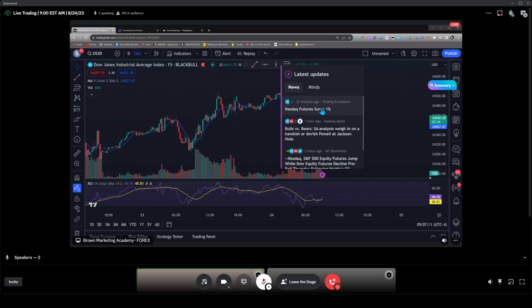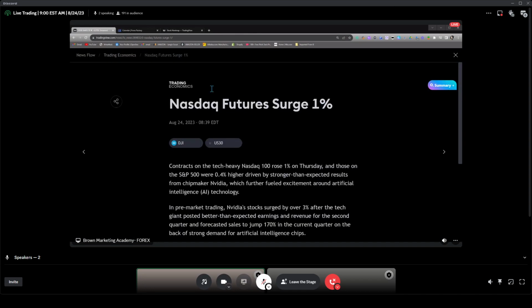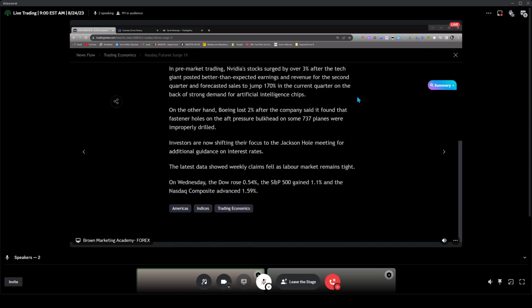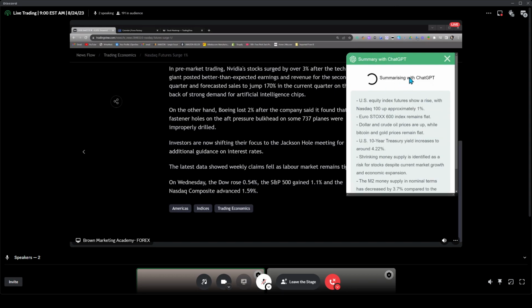Sorry. All right, so now we're going on to bullet point number 3. We're going to check the news and establish a bias based on TradingView. So we have these articles here. This one came out at 8:39 a.m., about 40 minutes ago: NASDAQ futures surge 1%. We don't want to read all of this, so we have this plugin right here. It's ChatGPT, basically just summarizes the articles for us.